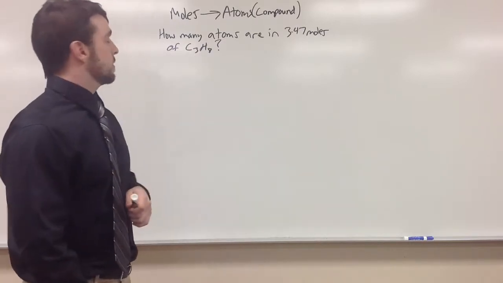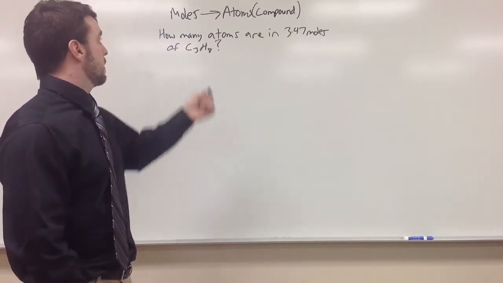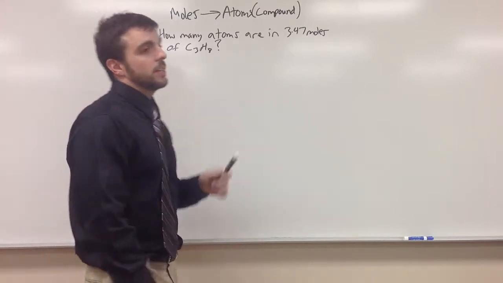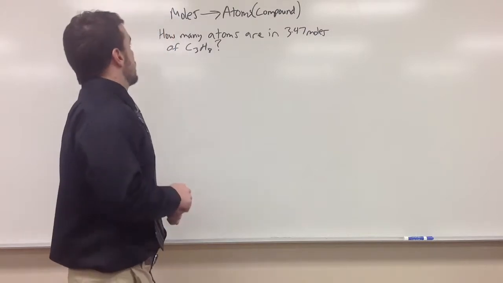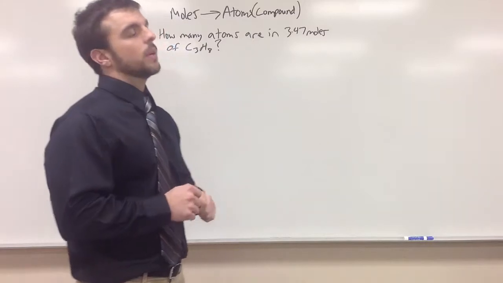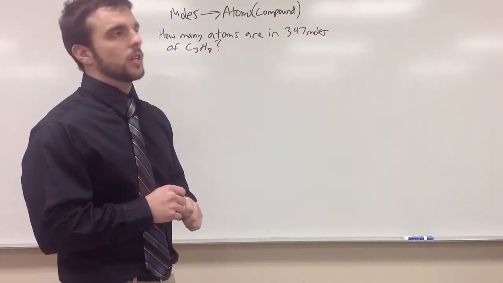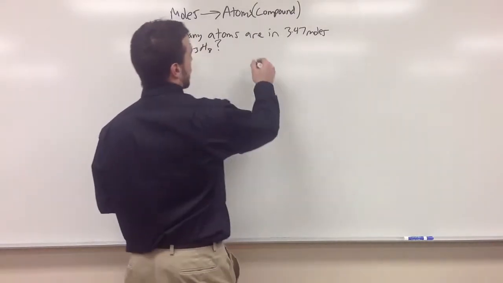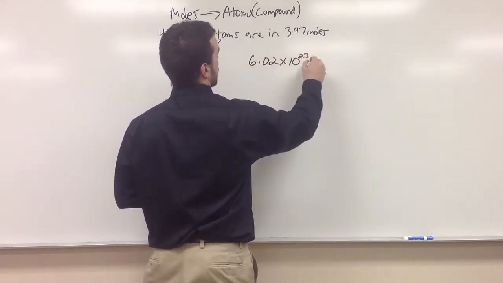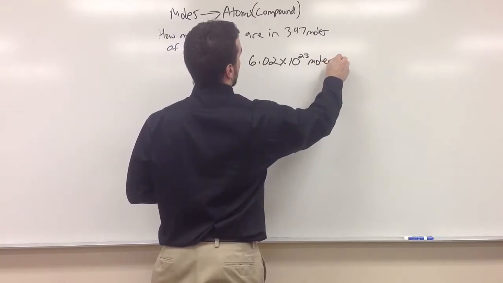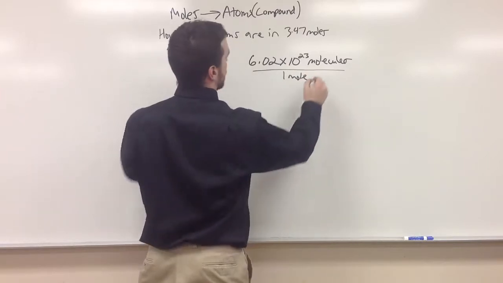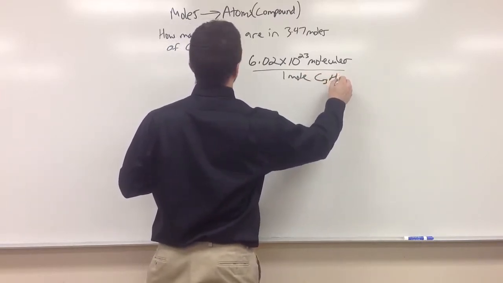Also known as, if you guys know how to name, tricarbon octahydride. That's how you name it the molecular way. So the first thing we want to do is realize, okay, we know how many moles we have. We know the conversion factor to get us to molecules, which is just Avogadro's number, molecules per 1 mole of the compound.